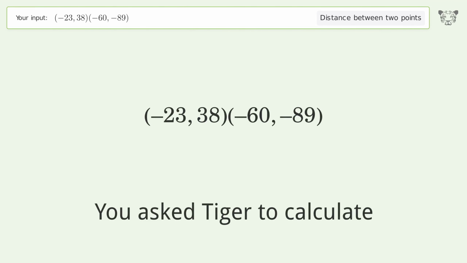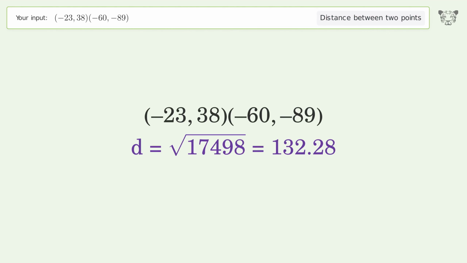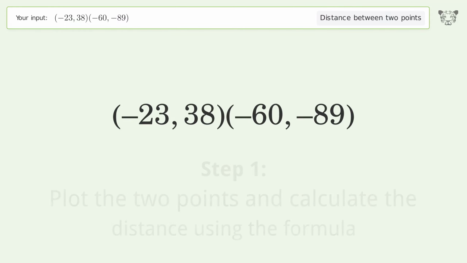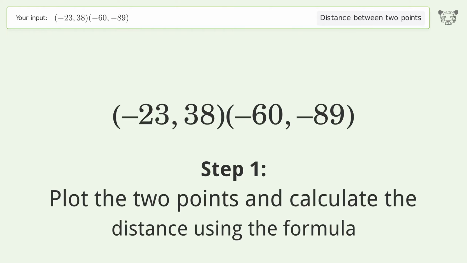You ask Tiger to calculate. This deals with the distance between 2 points. The distance between the 2 points is the square root of 17,498, or 132.28. Let's solve it step by step. Plot the 2 points and calculate the distance using the formula.